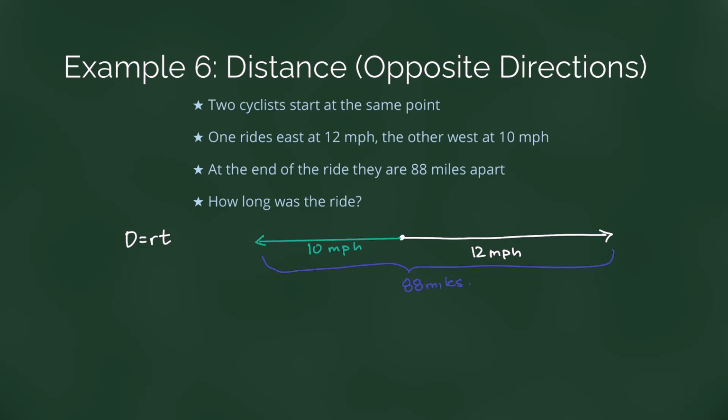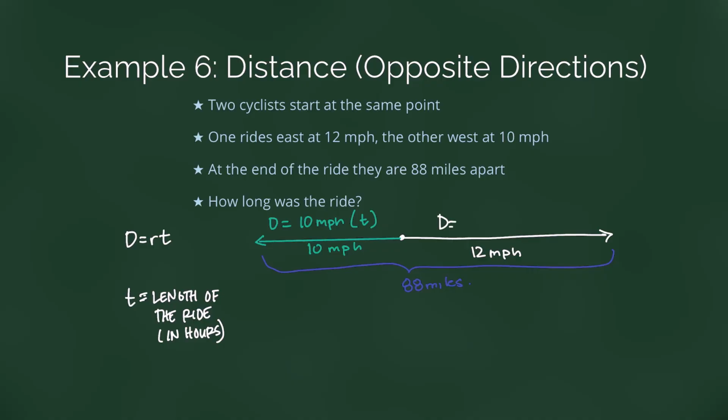So we know that the distance that the rider on the left traveled is going to equal their 10 miles per hour times however long the ride was. So now I have not done a good job here of defining my variable. So I'm going to let T represent the length of the ride. Now, because they're starting and ending at the same point, both of them are riding for the same amount of time. So when I say length of ride, I mean in, let's say, hours. They're both riding for the same number of hours. They're just going to achieve different distances because of their varying rates.